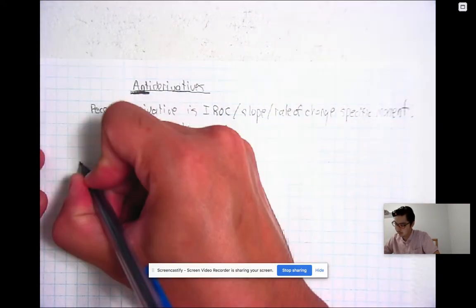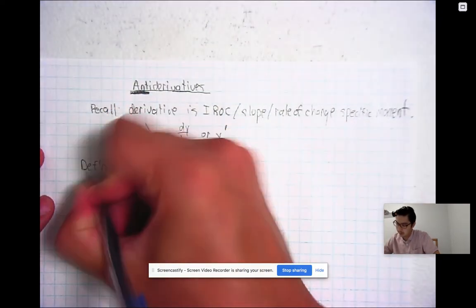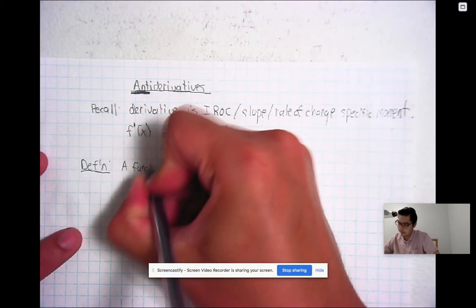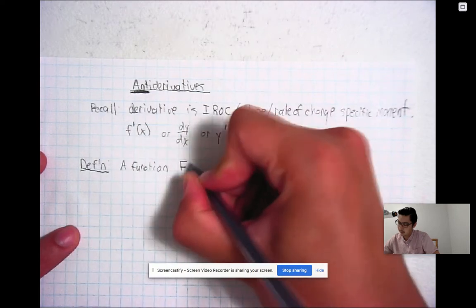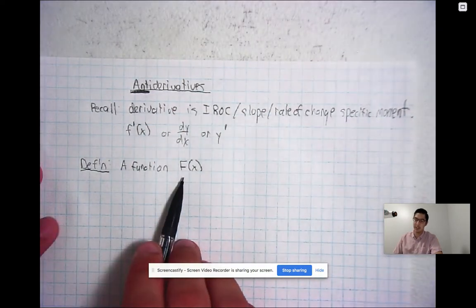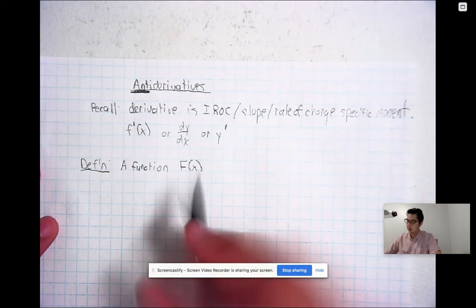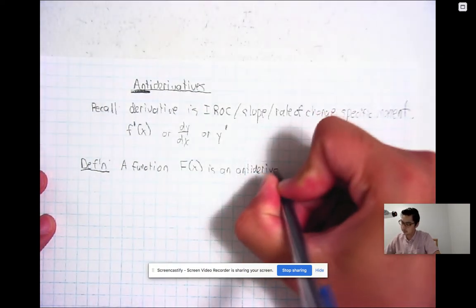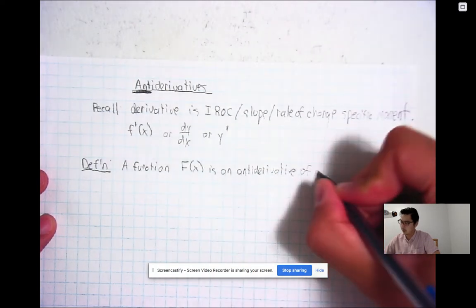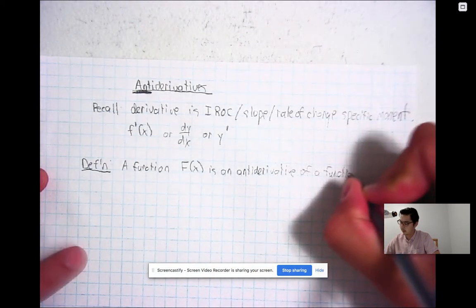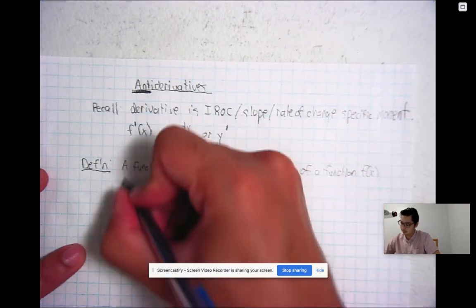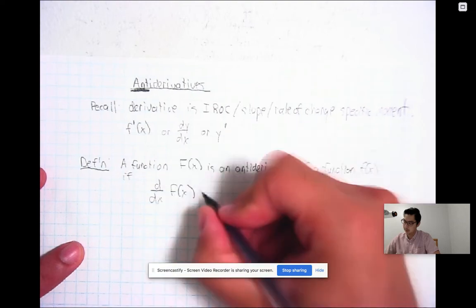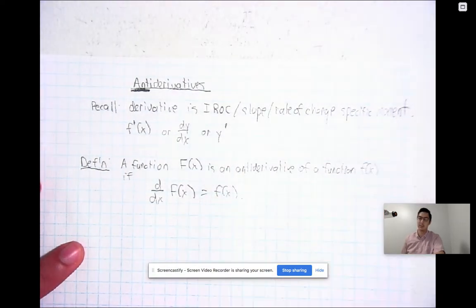Now, what's an antiderivative? And the notation they use for it is a function f of x. And notice the notation on antiderivatives is we use a capital F. Is an antiderivative of a function f of x if, when you take the derivative of the antiderivative, you return back to the function f of x. All right.